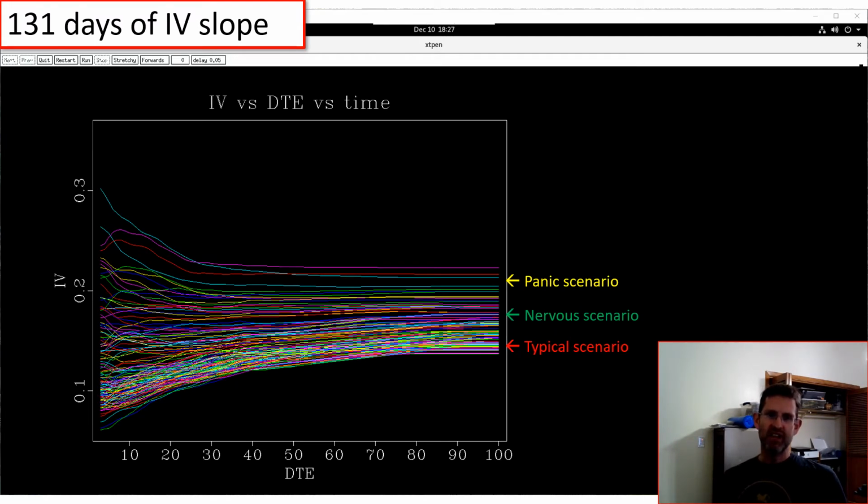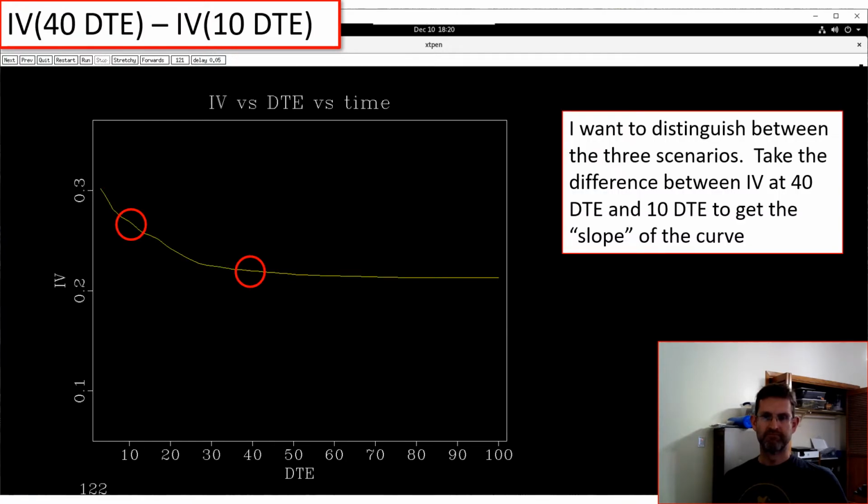So here are these IV curves plotted for 131 days of data. So 131 curves plotted on top of each other. It's easy to see that there are many more lines in the typical scenario than the nervous or panic scenario. So I wanted an easy way to distinguish between the scenarios. So rather than doing a fancy curve fit, I just take the difference between the IV at 40 days to expiration and 10 days to get the quote-unquote slope of the IV curve for each date.